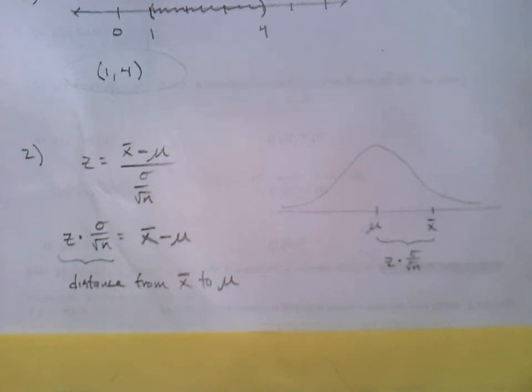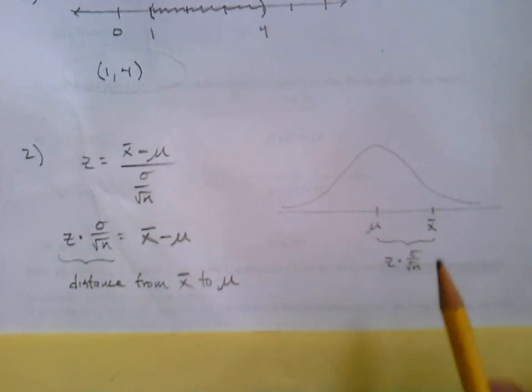Like, okay, well, what's the big deal with that? X bar minus mu is telling you how far apart those are. How far is x bar away? How many units distance between them? Well, if it's equal to this, then that must describe how far apart these are, if I know that result. The distance from x bar to mu.